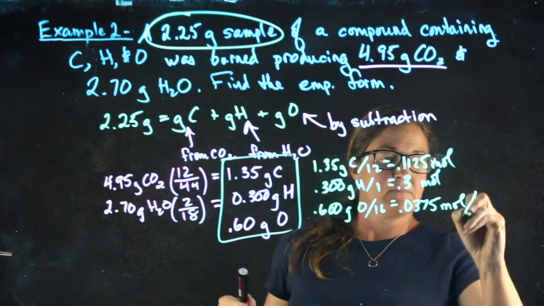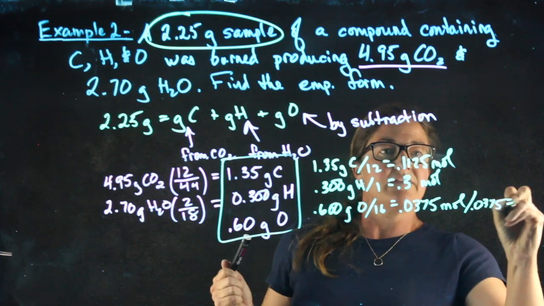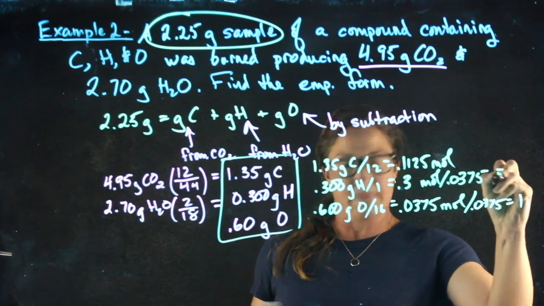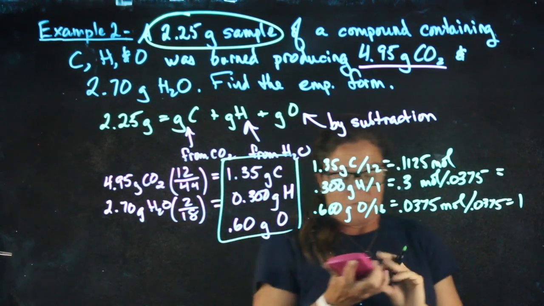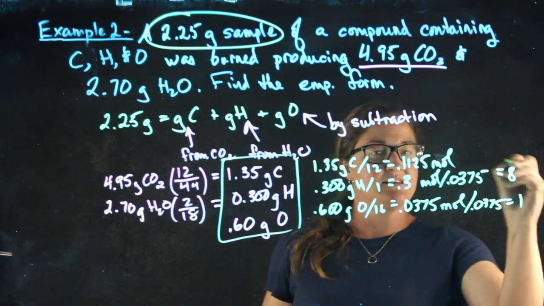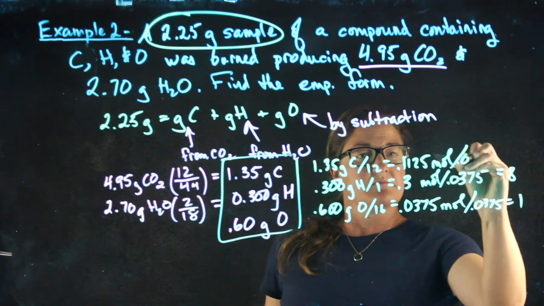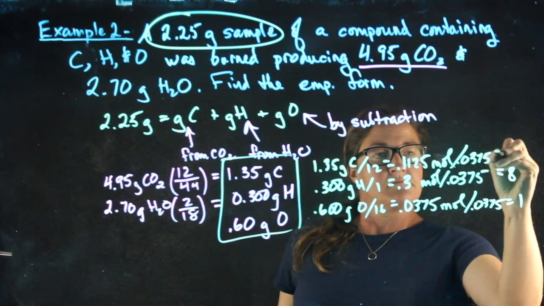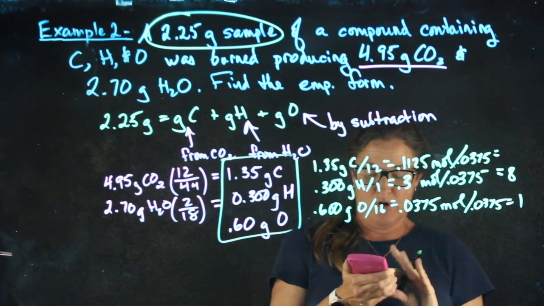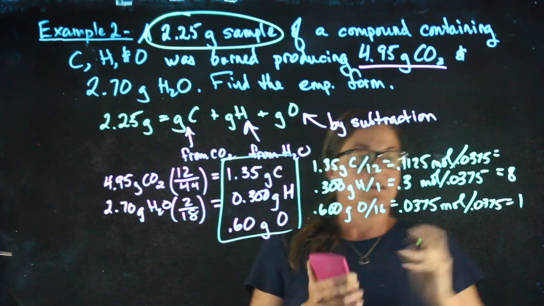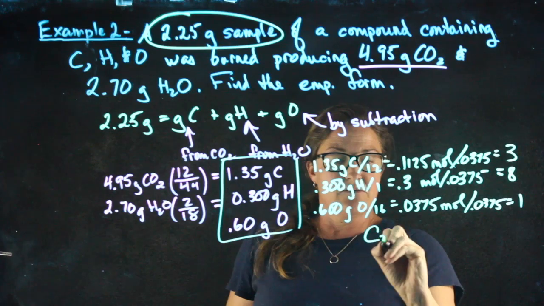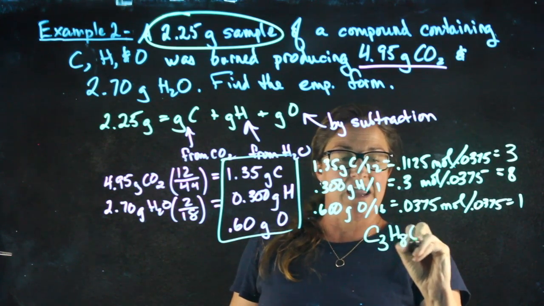So, 0.0375 divided by 0.0375 gives me 1. 0.3 divided by 0.0375 gives me 8. 0.1125 divided by 0.0375 gives me 3. I have all of my subscripts now, C3H8O.